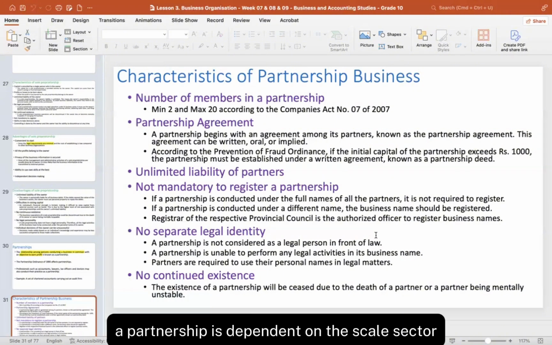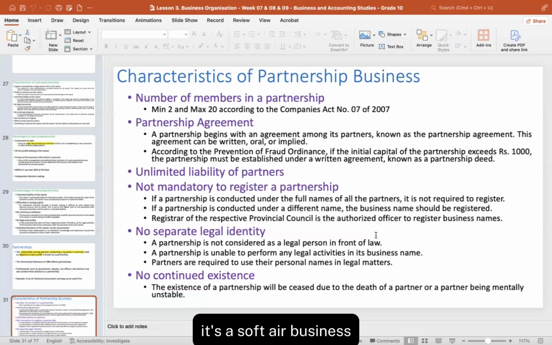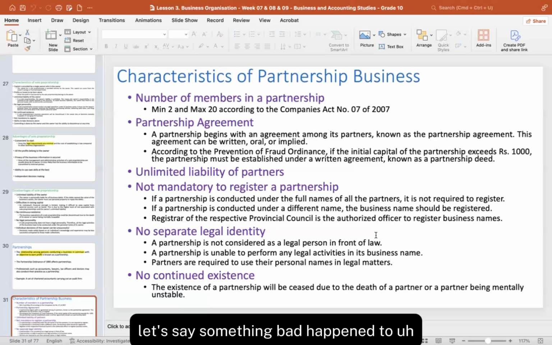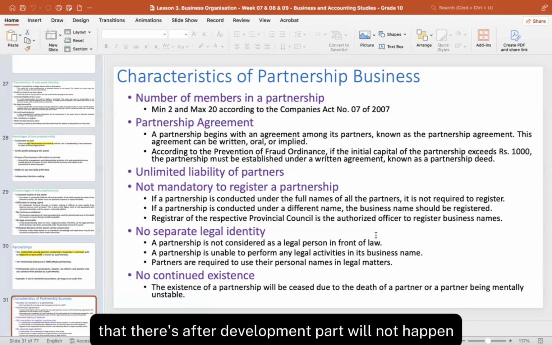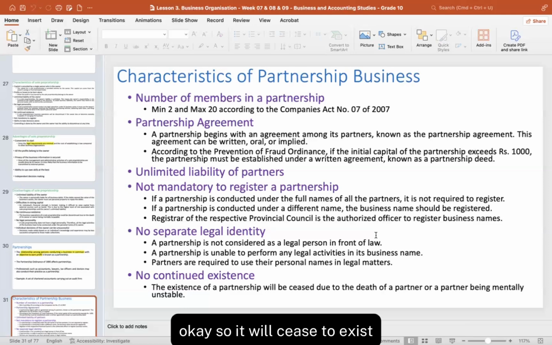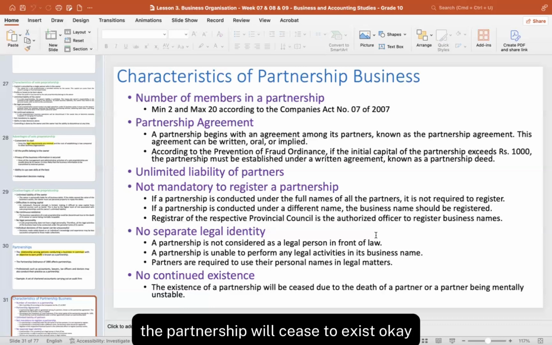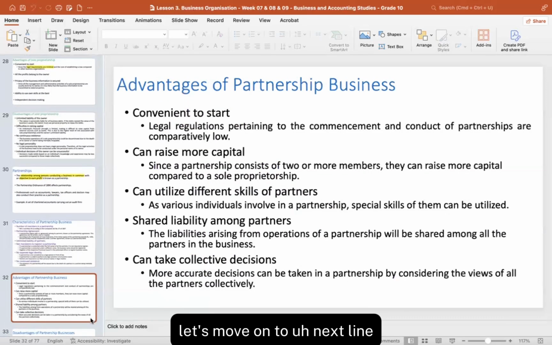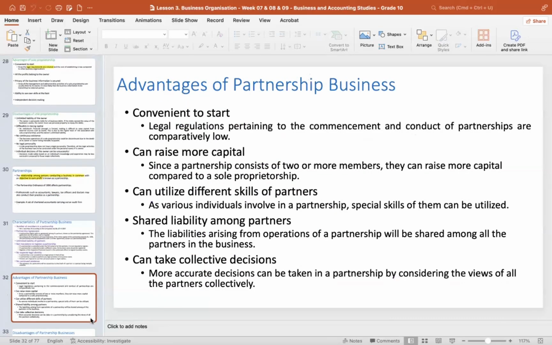Let's say a partnership is dependent on the skill set of one partner. Okay, it's a software business. One person is a software engineer and the other person is a salesman. Let's say something bad happened to that software engineer. Then what happens? The software development part will not happen. Okay, so the partnership will cease to exist. Okay, let's move on to the next slide.